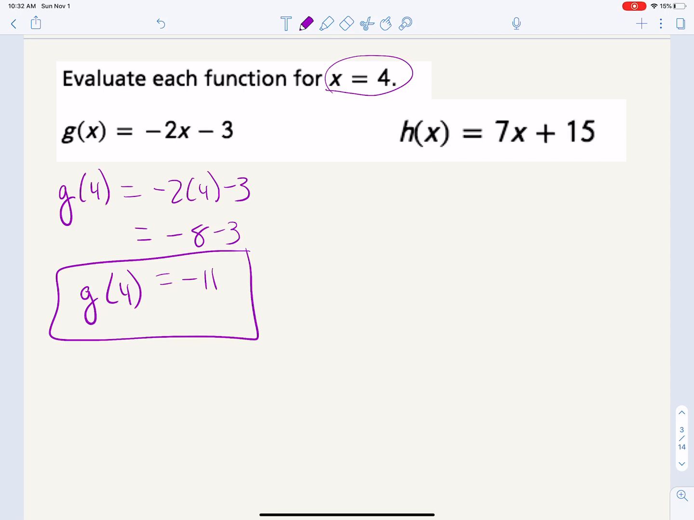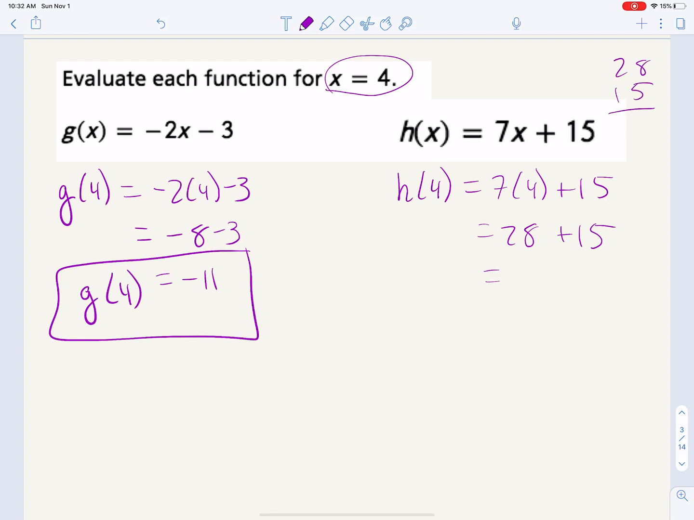Why don't you try the right-hand side and push play to check your work? Okay, we're going to plug in 4. So h of 4 equals 7 times 4 plus 15. That's 28 plus 15. I'm going to stack so I can do my addition. 13, carry the 1, so that's 43. So h of 4 is 43.